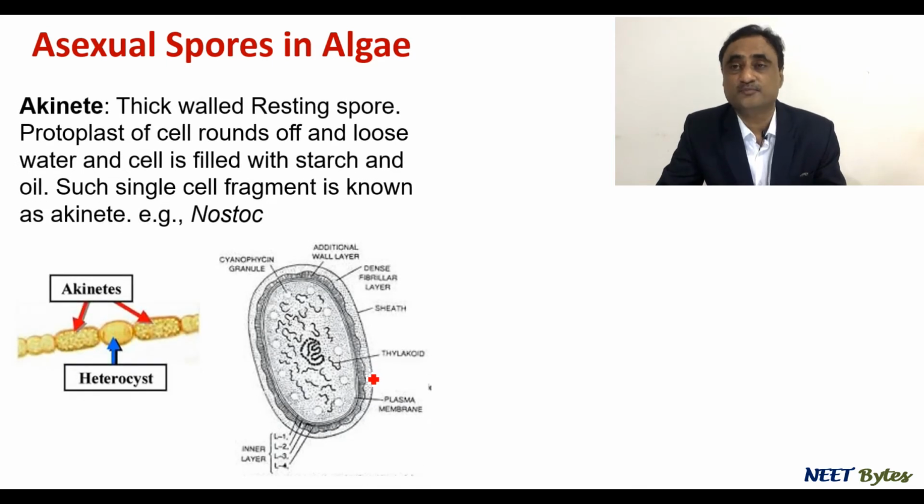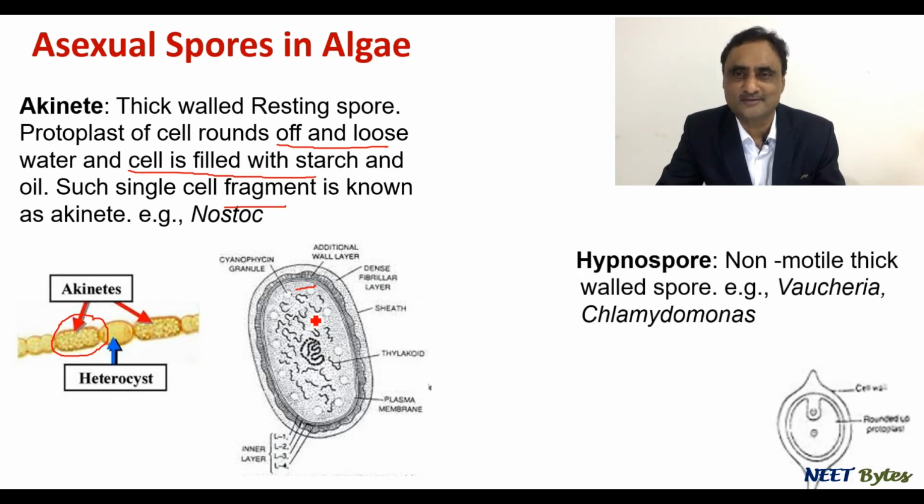Now, the akinete. What happens? This is a resting spore, and here the protoplast rounds off and loses water, and the cell is filled with starch. Okay. So such a single fragment is called an akinete. You can see in the diagram, mostly it is formed in filamentous forms. Okay, and when favorable conditions return, each one is capable of forming a new plant, right?